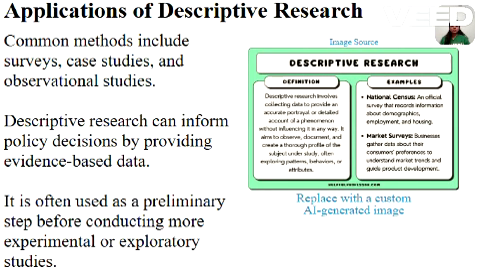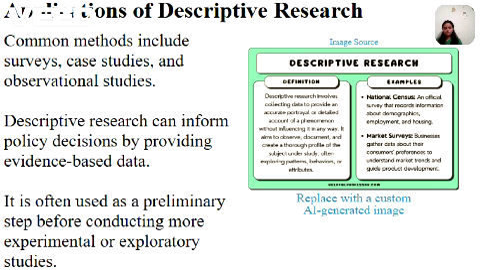Applications of descriptive research. The common methods in descriptive research include surveys, case studies, and observational studies. Descriptive research can inform policy decisions by providing evidence based data. It is often used as a preliminary step before conducting more experimental or exploratory studies. Mainly, descriptive research involves collecting data to provide an accurate portrayal or detailed account of a phenomenon without influencing it in any way. It aims to observe, document, and create a profile of the subject under study.